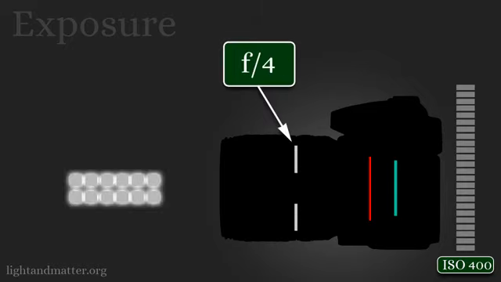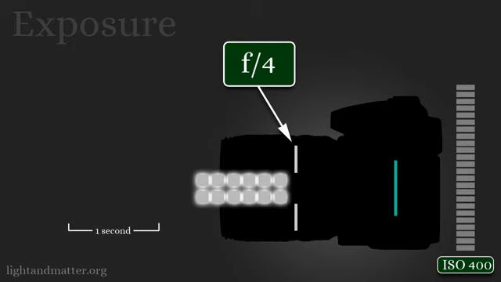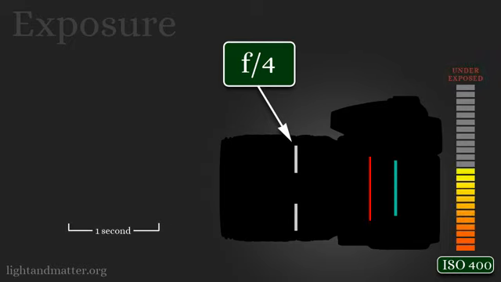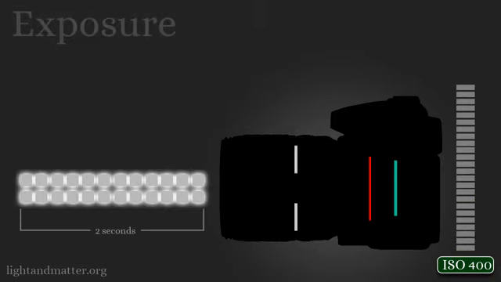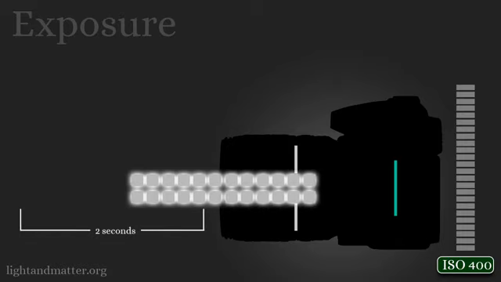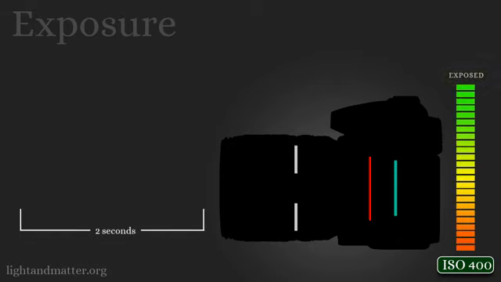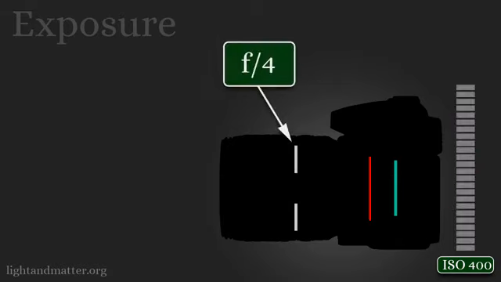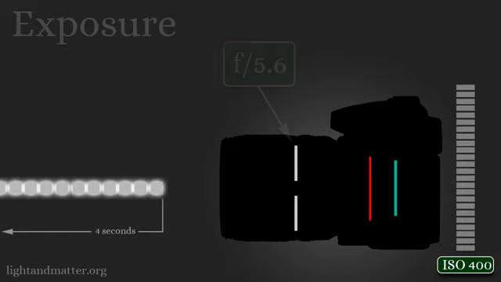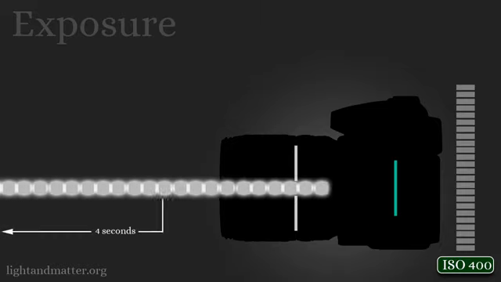But what happens when we take the picture? Well, now only half as much light is getting to the sensor, so the picture is underexposed. How do we fix it? Easy. We can make the shutter stay open for twice as long, 2 seconds. And if we cut the amount of light in half with the aperture again, by setting it down to f5.6, we can make up for it by doubling the shutter speed again, to 4 seconds.